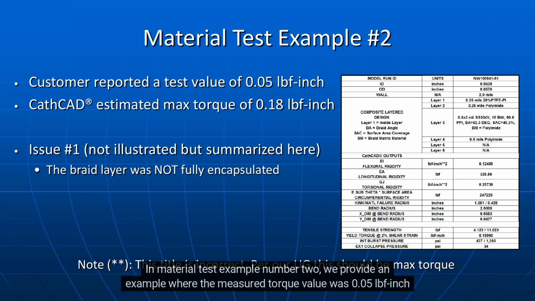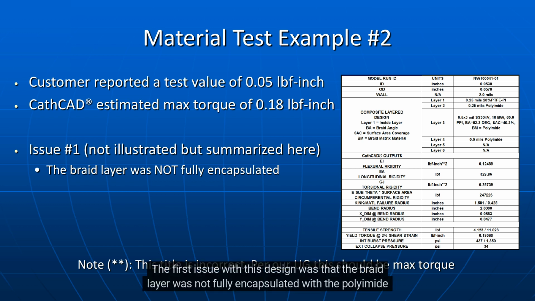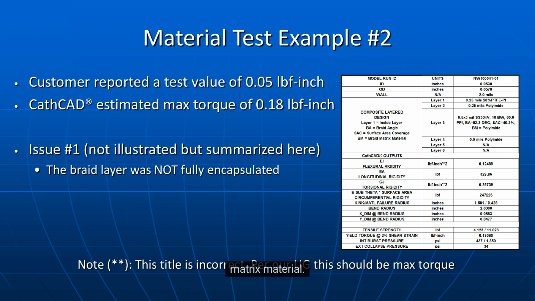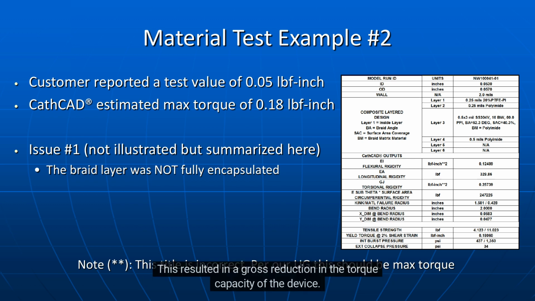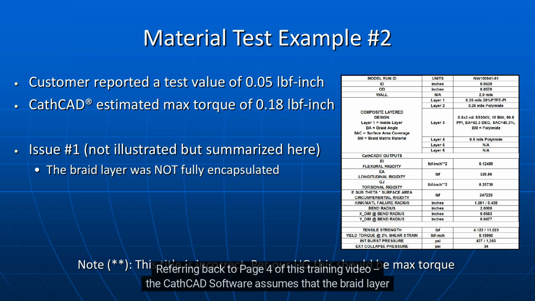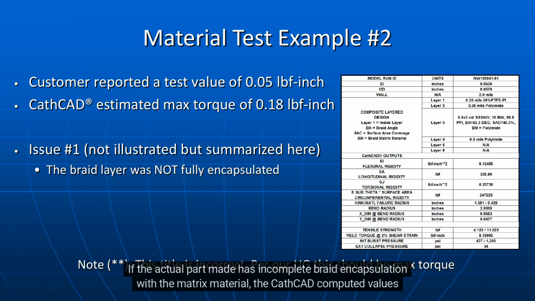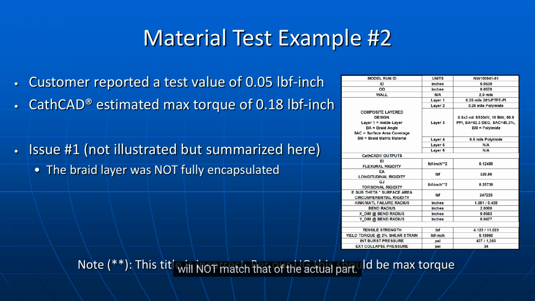In material test example number 2, we provide an example where the measured torque value was 0.05 lbf inch versus the CathCAD predicted value of 0.05 lbf inch. The first issue with this design was that the braid layer was not fully encapsulated with the polyamide matrix material. This resulted in a gross reduction in the torque capacity of the device. Referring back to page 4 of this training video, the CathCAD software assumes that the braid layer is completely encapsulated with the matrix material. If the actual part made has incomplete braid encapsulation with the matrix material, the CathCAD computed values will not match that of the actual part.